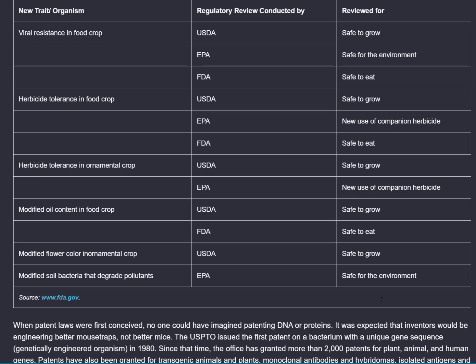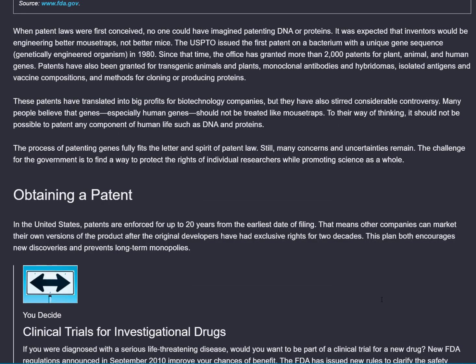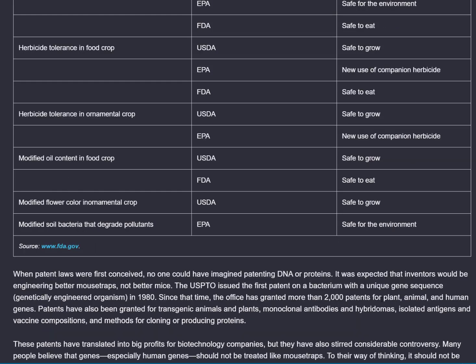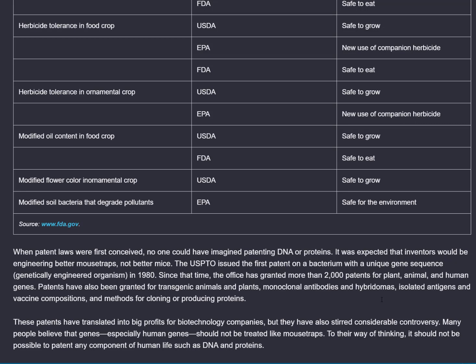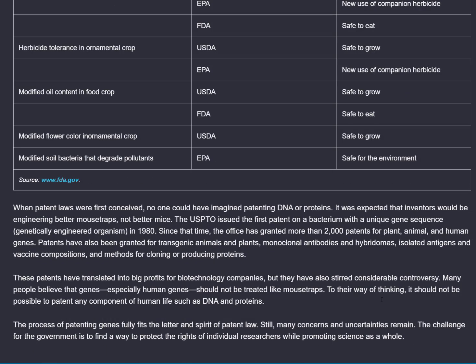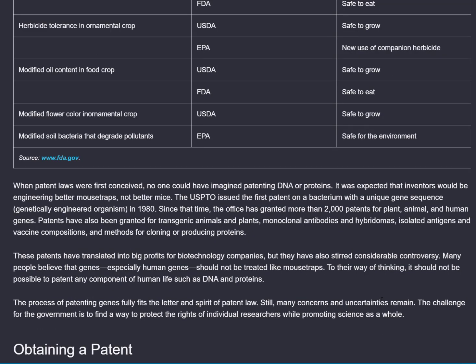New trait/organism. Regulatory review conducted by. Reviewed for. Source: www.fda.gov. Viral resistance in food crop. USDA. Safe to grow. EPA. Safe for the environment. FDA. Safe to eat. Herbicide tolerance in food crop. USDA. Safe to grow. EPA. New use of companion herbicide. FDA. Safe to eat.